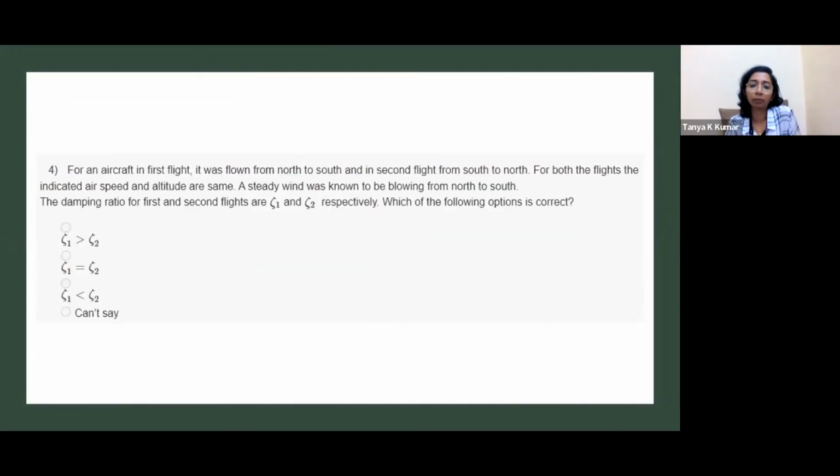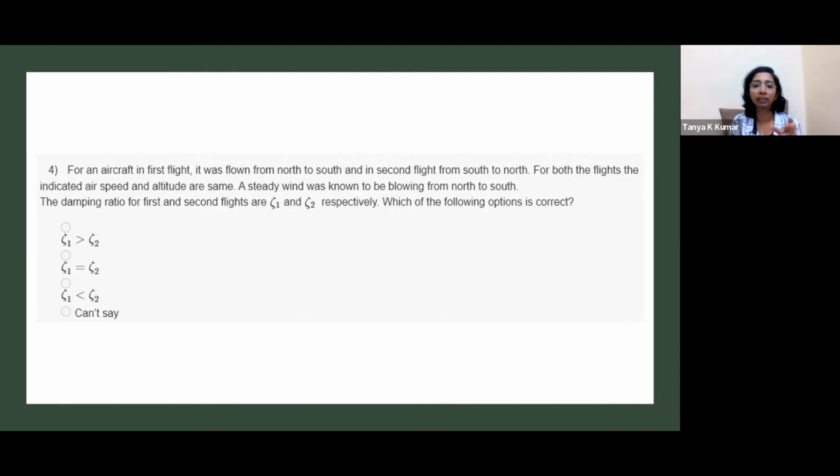Next question, there are a couple of questions which were similar. For an aircraft, in the first flight, it was flown from north to south, and in the second flight, it was flown from south to north. For both flights, the indicated airspeed and altitude are the same. A steady wind was known to be blowing from north to south. The damping ratios of the first and second flights are eta1 and eta2 respectively. Which of the following options is correct?